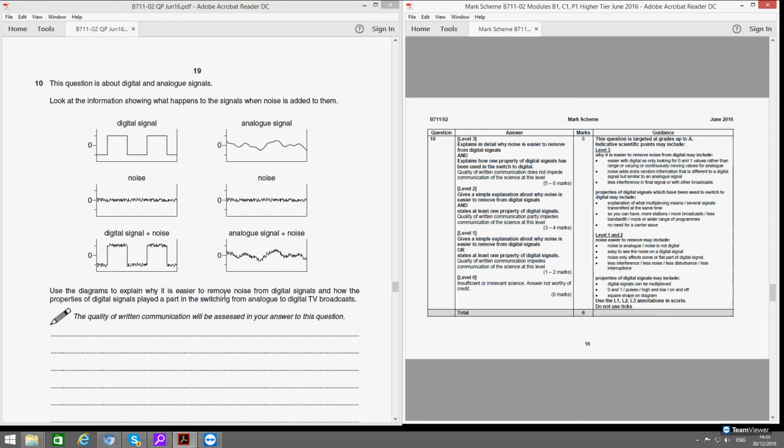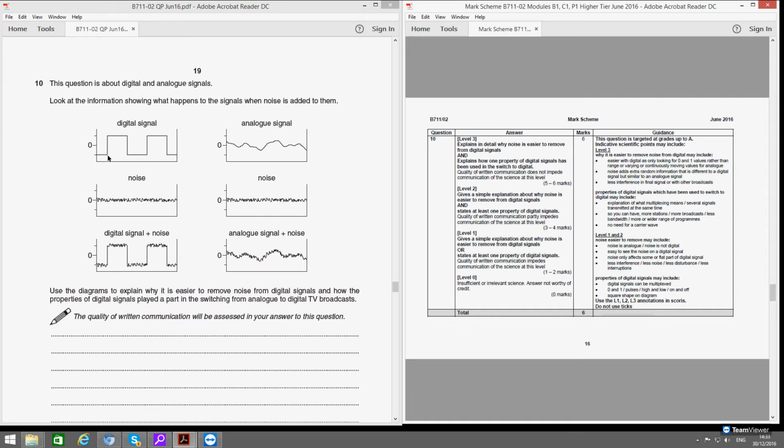Use the diagrams to explain why it's easier to remove noise from digital signals. I'm going to do that one first, right? This is the first part. Use the diagrams to explain why it is easier to remove noise from digital signals. Watch. You've only got 0 and 1 values.